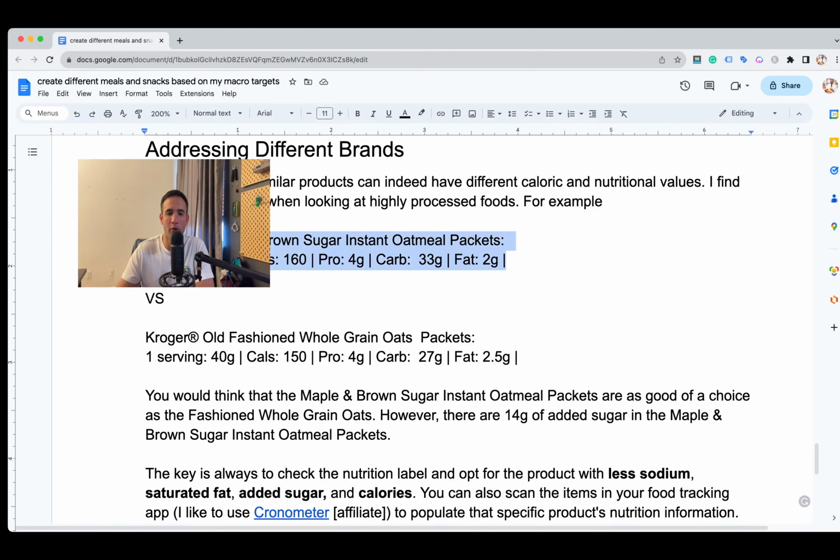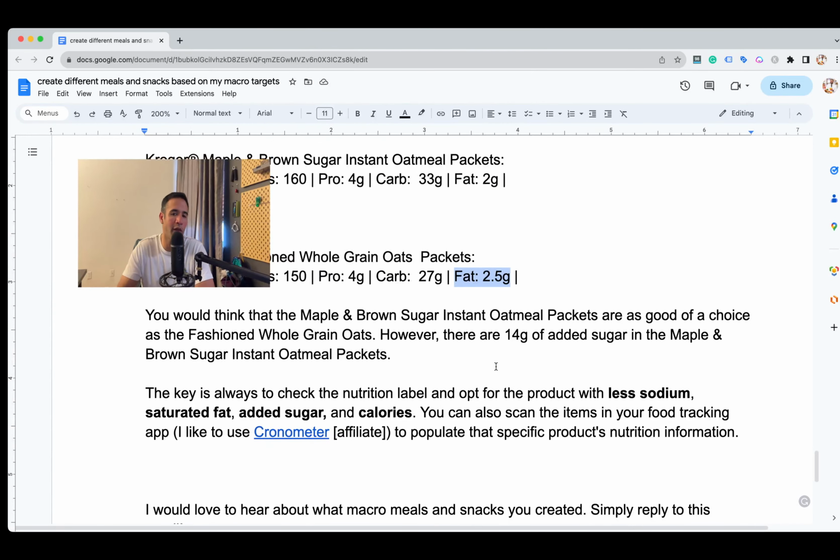So I pulled up two. We have Kroger maple brown sugar instant packet oatmeal versus Kroger old fashioned whole grain oats, so just plain old oats. Now, when we look at the servings, one serving is about 40 grams, the other is about 43 grams, so pretty similar as far as serving is concerned. Calories, 160 versus 150 for the plain old oats. Protein's almost the same. Carbs makes sense, the brown sugar is probably giving it more carbohydrate. And then fats, we've got about 2 versus 2.5.